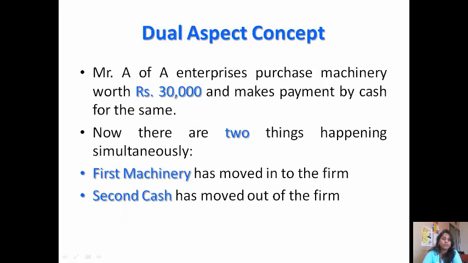Dual aspect concept. Mr. A of A Enterprise purchased machinery worth Rs 30,000 and makes payment by cash for the same. Now there are two things happening simultaneously. First, machinery has moved into the firm. Second, cash has moved out of the firm.